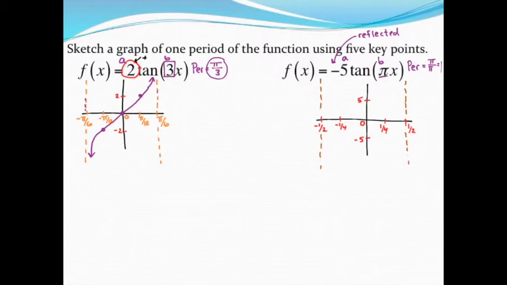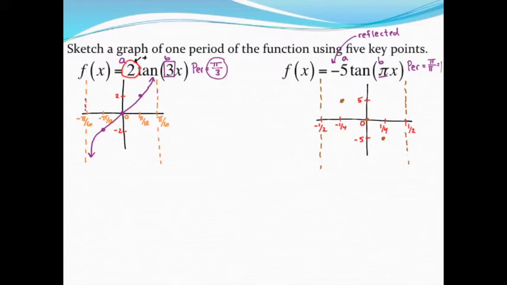And then to plot our points, 0, 0 is still a point even though our graph has been reflected. But because we're upside down now, when I count forwards to 1/4, I'm actually going to count down to -5. My graph is upside down because we've reflected it with that negative sign. If I count backwards to -1/4, I'll count up to +5.